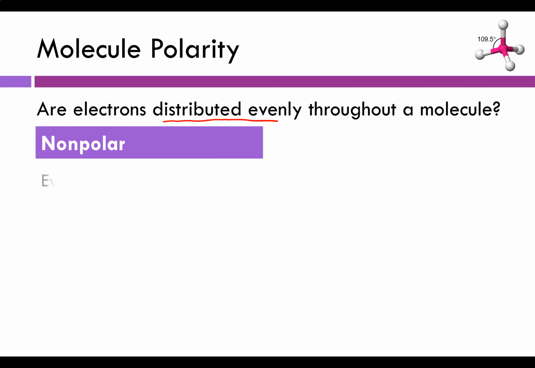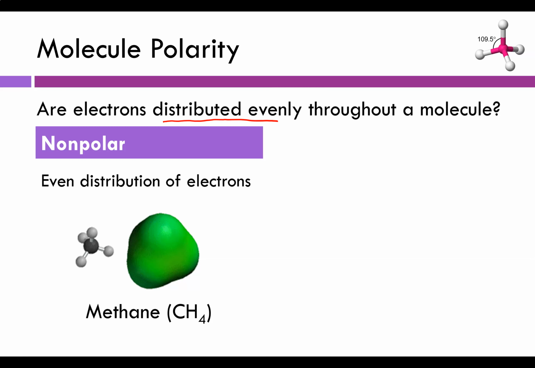A nonpolar molecule has a pretty even distribution of electrons. If we look at something like methane, CH4, and I'm going to go ahead and just draw a quick Lewis structure. There we go. We know that the bond between carbon and hydrogen is nonpolar, and we also see that this is a really symmetrical molecule.